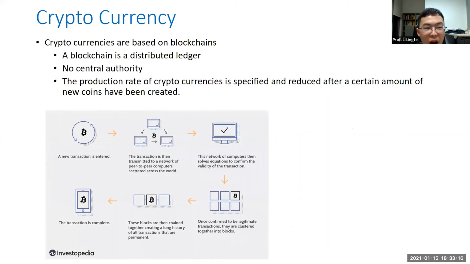Now I will talk about the last application, which is about cryptocurrency. Nowadays we have many cryptocurrencies with Bitcoin as a quintessential example. There are other cryptocurrencies. All of these cryptocurrencies are developed based on blockchain technology. This is definitely a new technology. And what is a blockchain? A blockchain is a decentralized database.